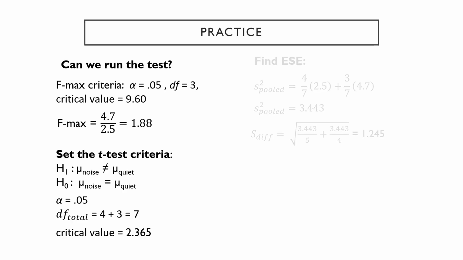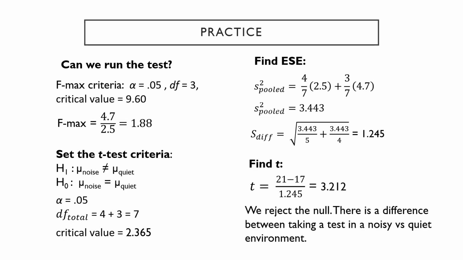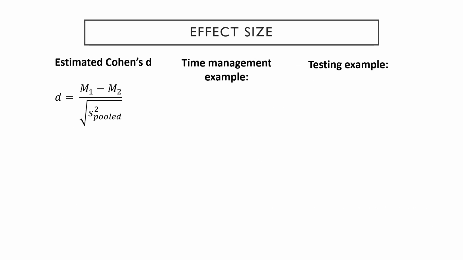Finding the standard error, our pooled variance is about 3.443, which makes our standard error about 1.245. Then solving for t, this gives us 3.212. So comparing this to our critical value, we can reject the null. There is a difference between taking a test in a noisy environment versus a quiet environment. Lastly, we can find the effect size.